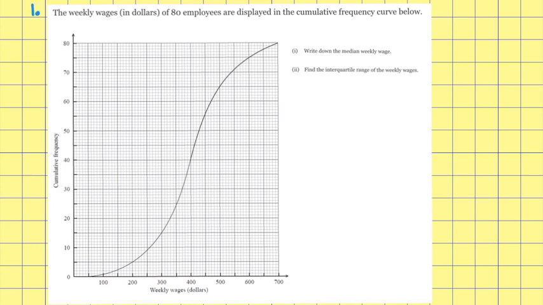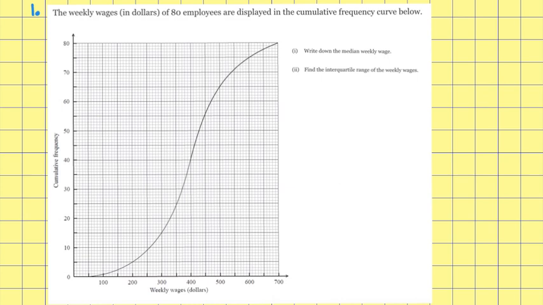So question 1. The weekly wages in dollars of 80 employees are displayed in the cumulative frequency curve below. Part 1, write down the median weekly wage. Part 2, find the interquartile range. Well, for both of these questions, we're going to need to use the graph.